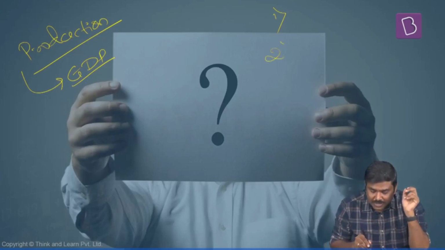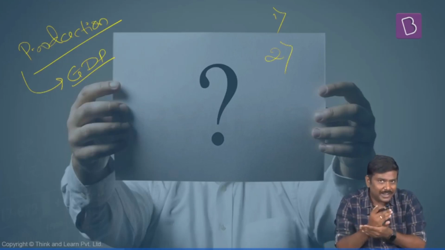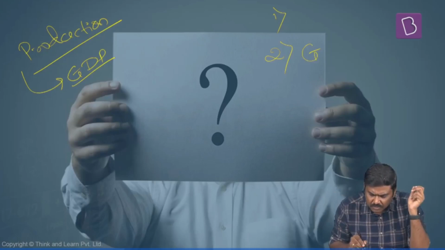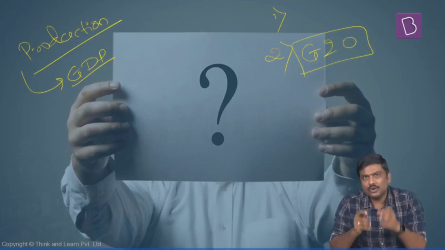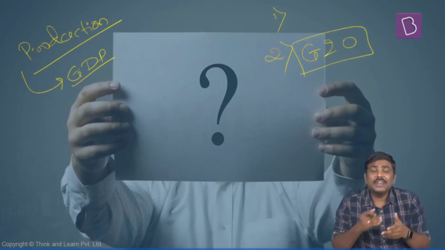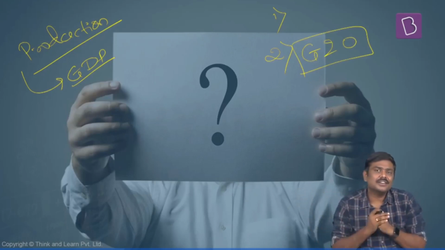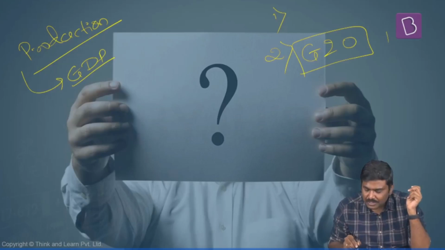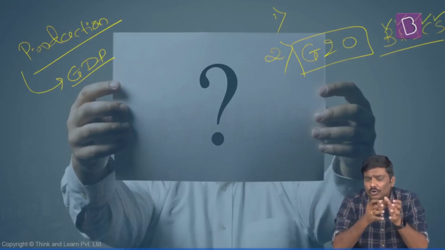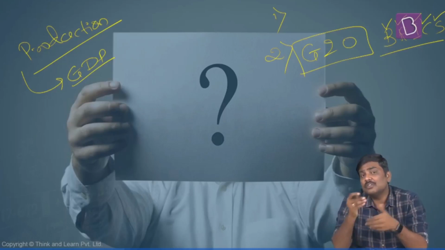Second, we also want to make a comparison between the performance of the Indian economy and other countries. For example, you must have heard of G20 countries. It's a grouping of 20 countries. Within this, we want to compare India's growth rate with other countries. We also want to make a comparison within the BRICS economies, standing for Brazil, Russia, India, China, and South Africa. Within this grouping also, we want to see how the Indian economy is performing.